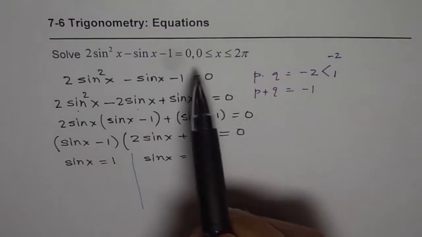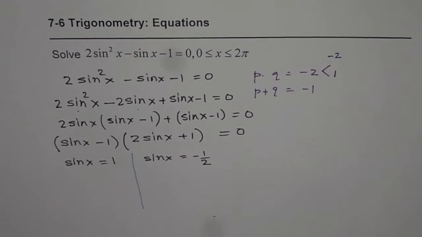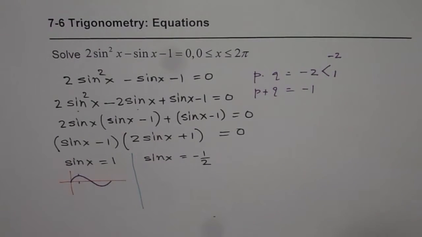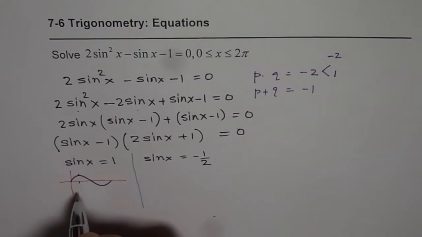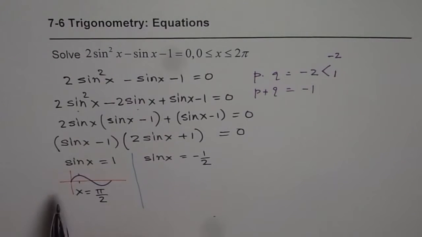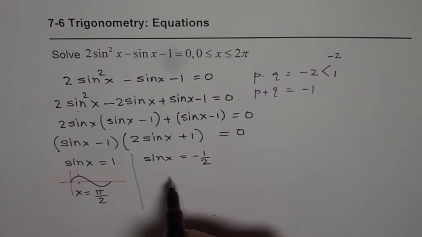Now, within the domain of 0 to 2 pi, when do we have sine x as 1? Well, I prefer to remind you of the simple graph, which helps to get this answer. Sine x equals 1, which is like this. So that is at pi by 2, right? So in this domain of 0 to 2 pi, sine x is 1 at x equals pi by 2. So that is the only answer from the first factor. However, in the second factor, we are looking for sine x equals minus half. So when we have that kind of a situation, what do we do? So let me show you here.